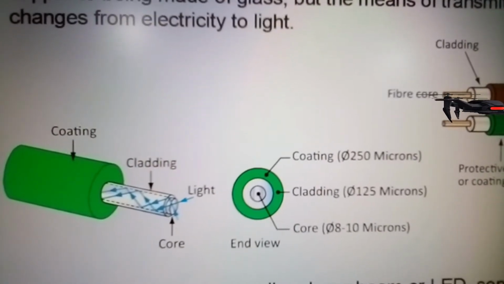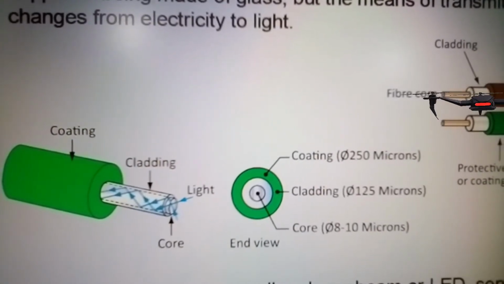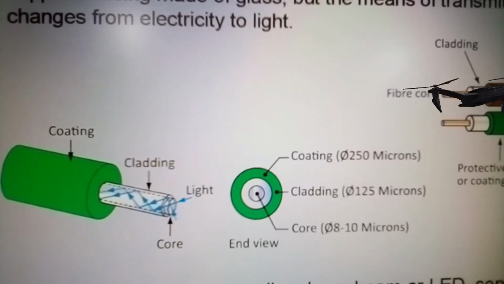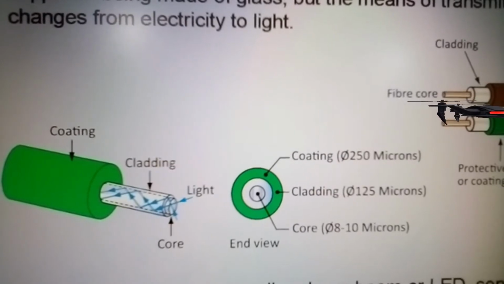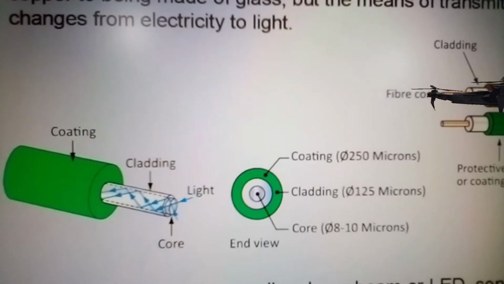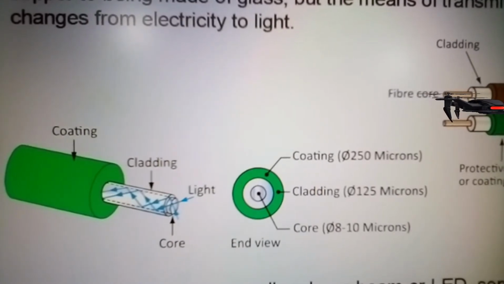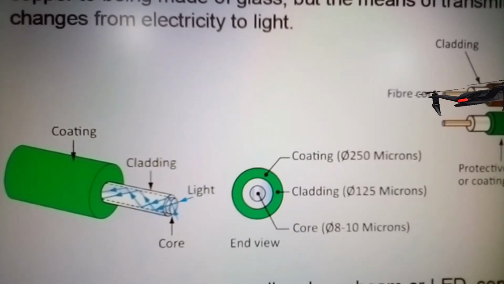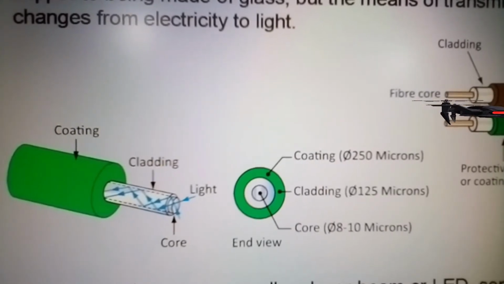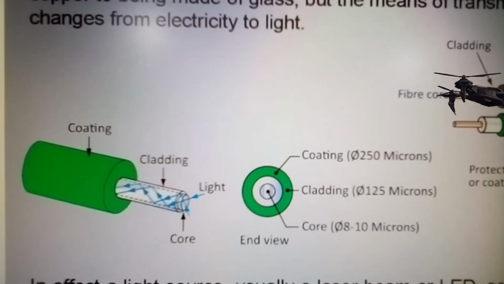Now with fiber optic cabling, not only does the cable change from being made of copper to being made of glass, but the means of transmitting the signal changes from electricity to light. In effect, a light source, usually a laser beam or LED, sends a signal down a very thin length of glass. The light source flashes on and off in the pattern of the electrical signal.